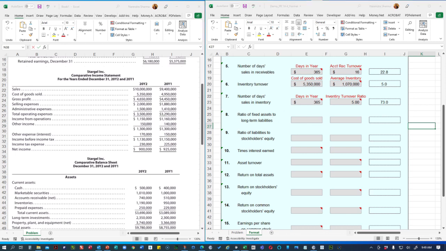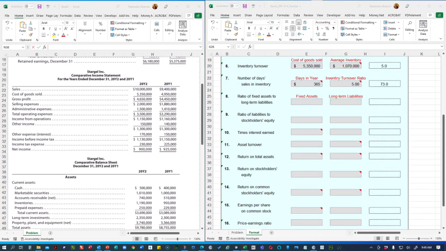Now number 8 ratio we are going to do is, of course, the ratio of fixed assets to long-term liabilities. The formula is fixed assets divided by long-term liabilities. Okay, so that is how we are going to do that.